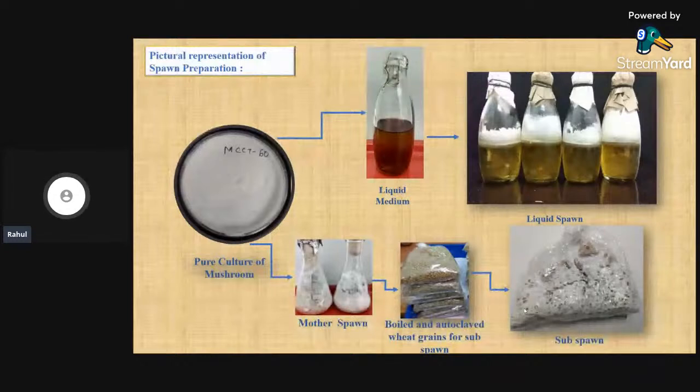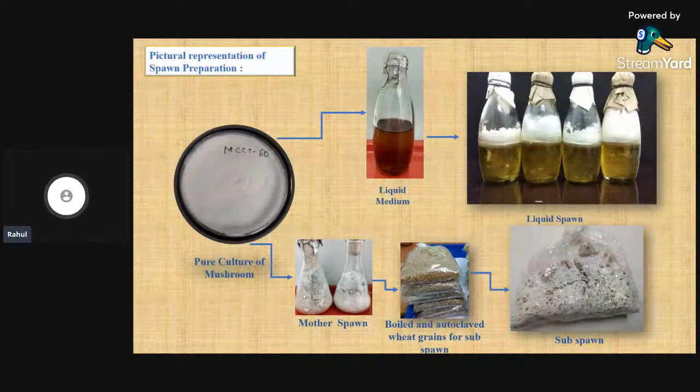Now we have prepared the substrate. Now we are going to the spawn culture. How do we culture the spawn? Pure culture of mushroom mycelia is transferred into two different substrates. For liquid culture, we cut small pieces of mycelia, dip them into that liquid substrate, and wait for 2 to 3 weeks. Then we will get the liquid mycelia.